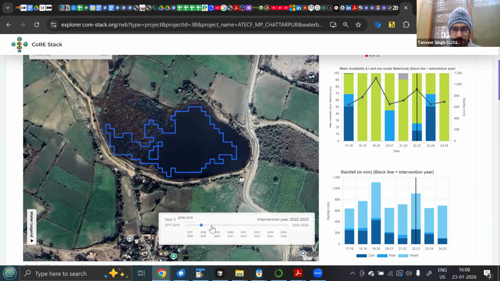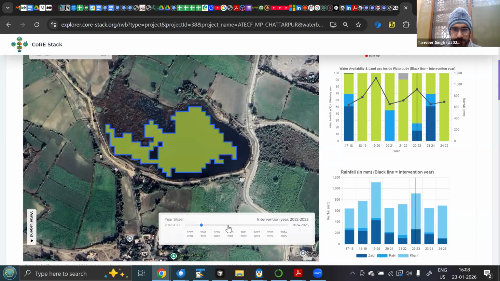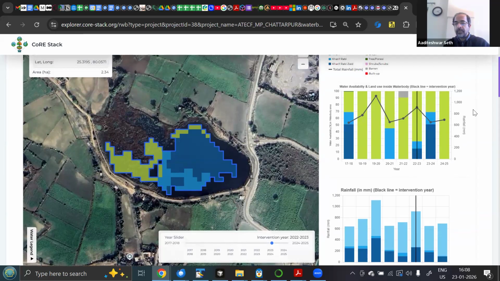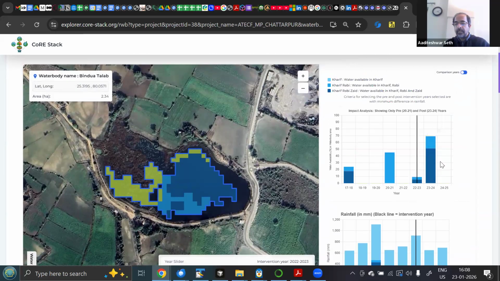So in this way, maybe this year there was less rain or something and there was very less water. There might be different processes, right? So there are different sets of water. This intervention was done in 2023. And it's interesting that after the intervention, there is more water than before the intervention.